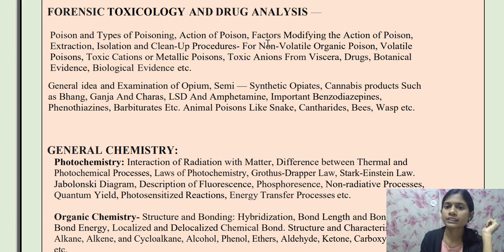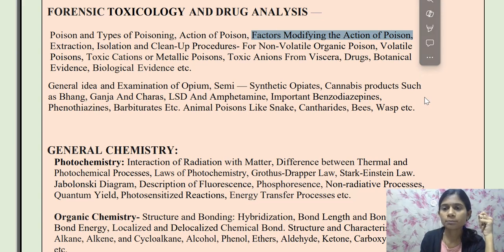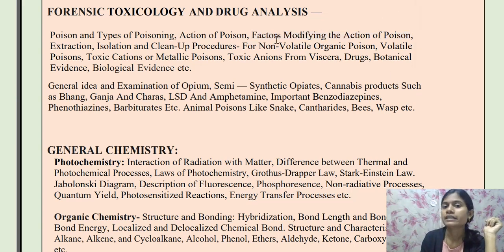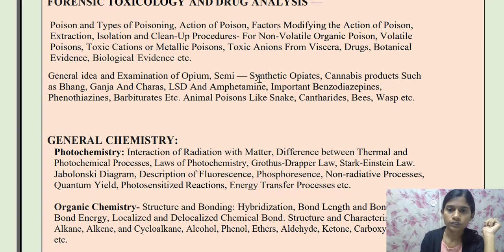Then, action of poison, and factors modifying the action of poison. For that, I will give a little example. For example, with an empty stomach, if you take any drug or any poison, then it will show more effect on the body. If we have a stomach full of food, either rice, chapati, whatever the food, and then you consume any drug or poison, it will show a slower effect on the body. That is one factor modifying the action of poison. That is not the only factor; there are different factors.